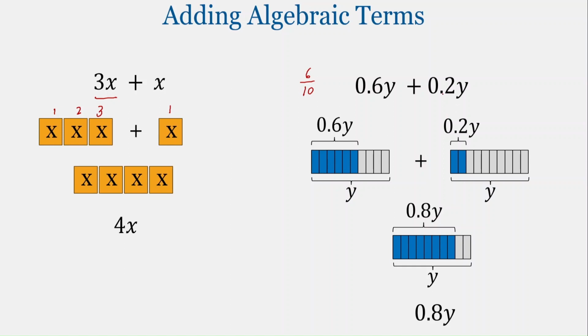And then same with 0.2y. Well, that's 2 over 10. So 2 of the 10 sections would be shaded blue. When we add these sections together, we get 0.6 plus 0.2. Well, that's 0.8. So now we have 8 out of 10 sections shaded, and the answer is 0.8y.